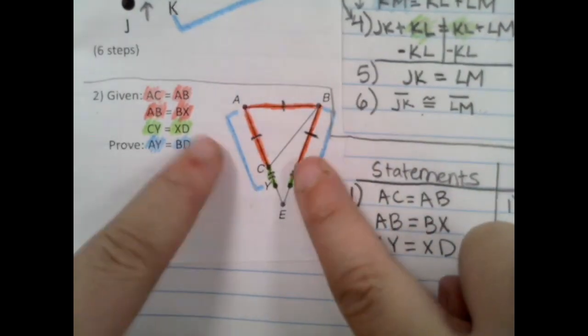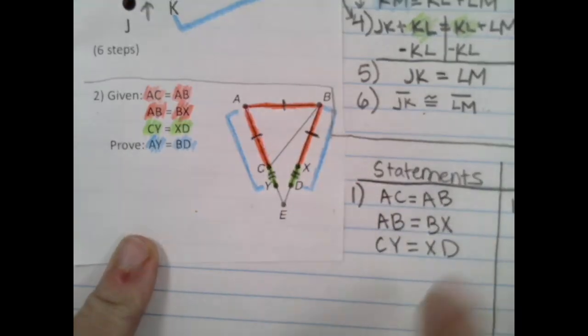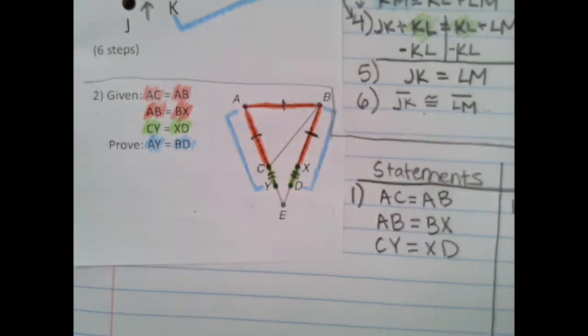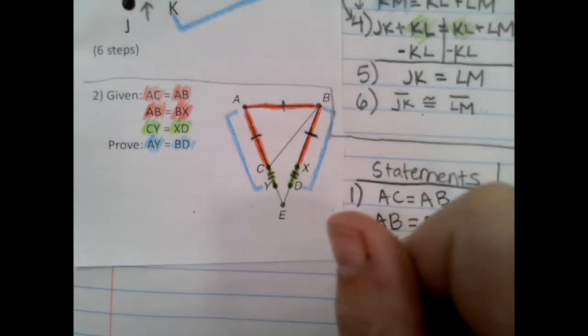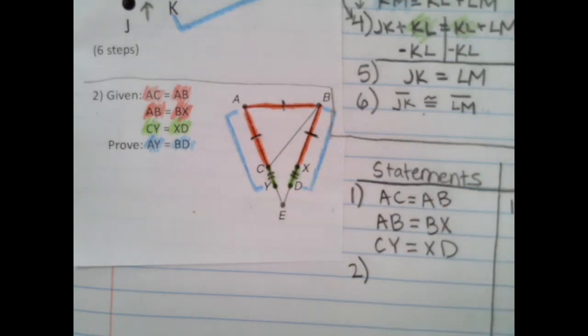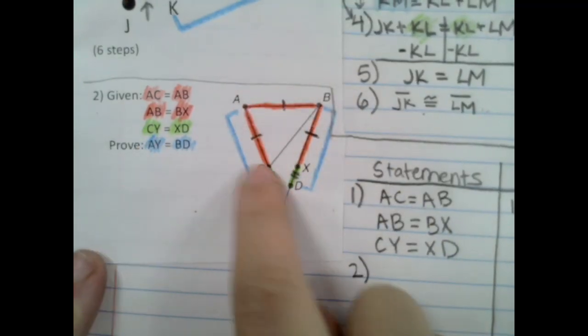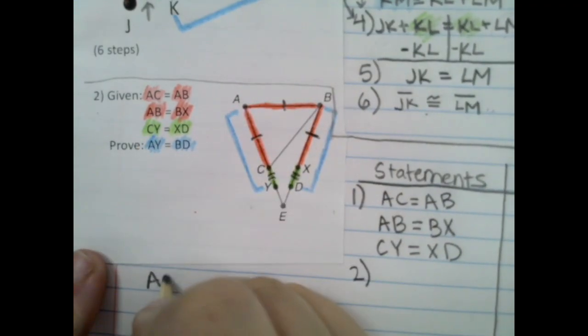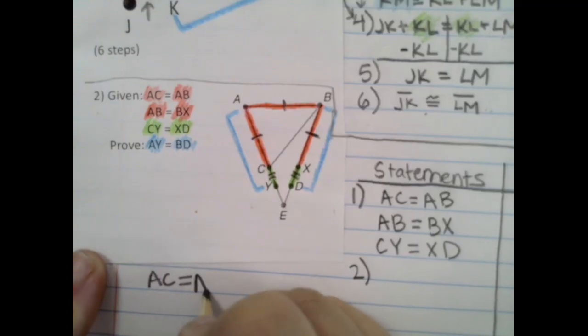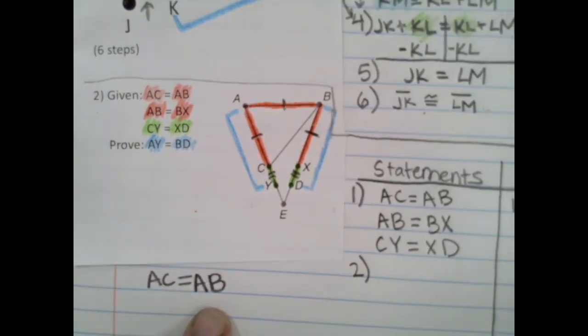Like, hey, we marked it up now, but in a proof, we're not showing our markings. We're writing it out in steps. Okay? Yep. Number 2. So the first thing that we marked were these red ones. And we started with saying AC was the same as AB, but then we noticed we used AB again.